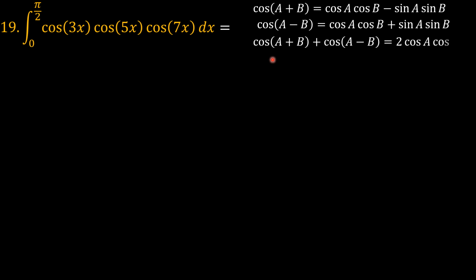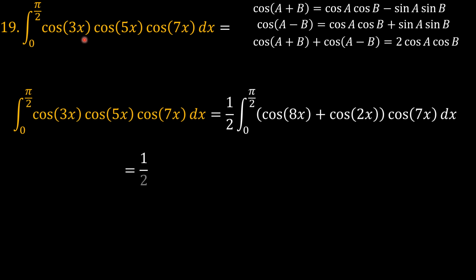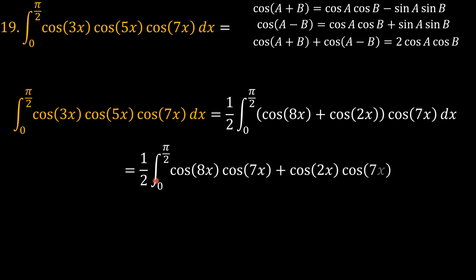So that allows us to now tackle the first product, because now we can choose 5x to be a and 3x to be b, so that our integral becomes half the cosine 8x, which is 5x plus 3x, cosine 2x, which is 5x minus 3x, obviously all in brackets times cosine 7x. So now you have half the integral from x equals 0 to x equals pi over 2 of cosine 8x times cosine 7x plus cosine 2x times cosine 7x.